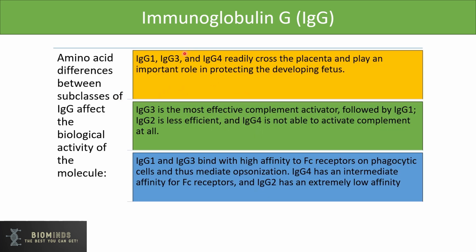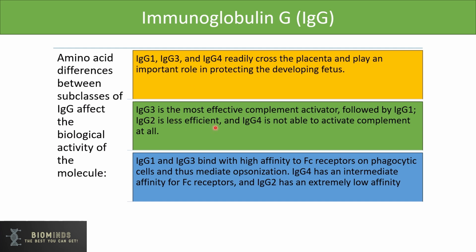Here is the quick function of IgG. IgG is present in the most abundant form in the serum. There are amino acid differences between these subclasses of IgG that affect the biological activity of the molecule. We have already seen the basic functions of antibodies. IgG is the only antibody that can cross the placenta and play an important role in protecting the developing fetus. But only IgG1, 3 and 4 cross the placenta, except IgG2.